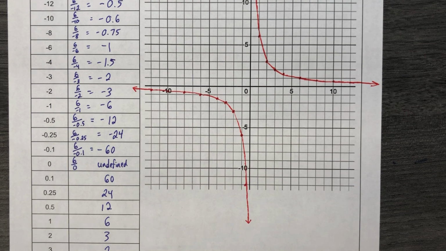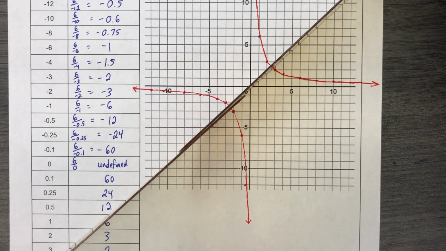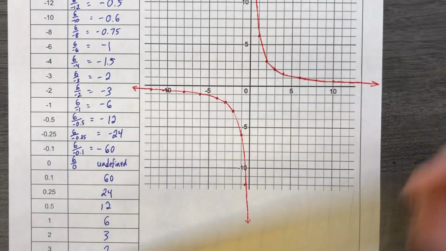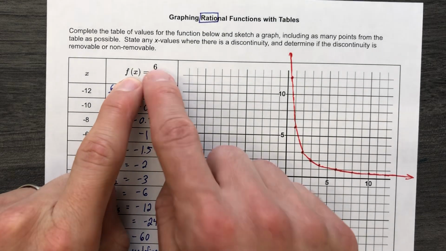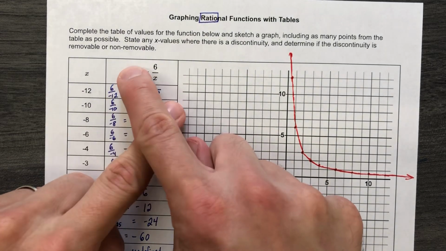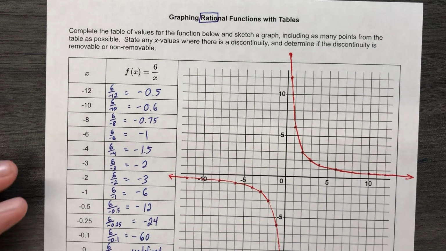By the way, it is its own inverse. Just wanted to say that. If you were to draw the line y equals x and then reflect it across that line, you'd get the exact same thing. So sometimes a function is its own inverse. For real, like if you had y equals 6 over x, which you do, and then you switch x and y and solve for y, you'd get y equals 6 over x. It would be the same thing.